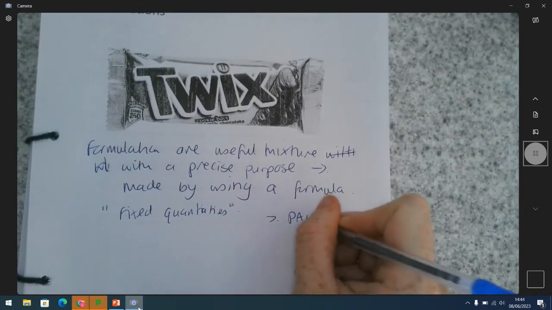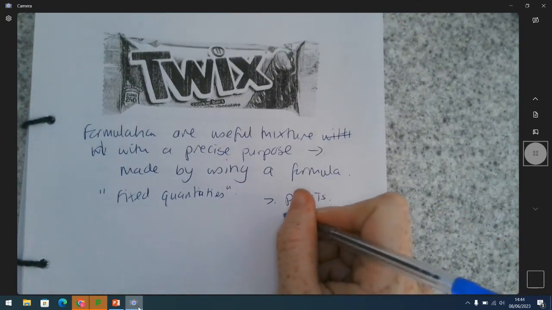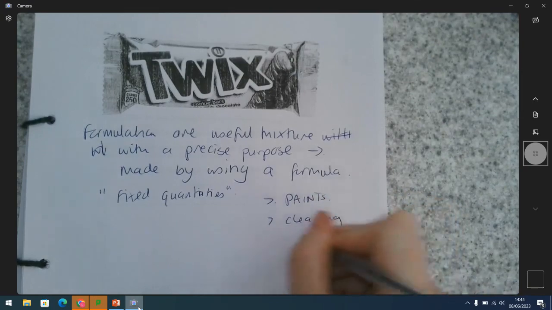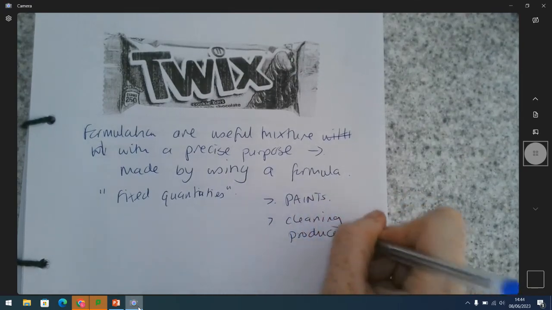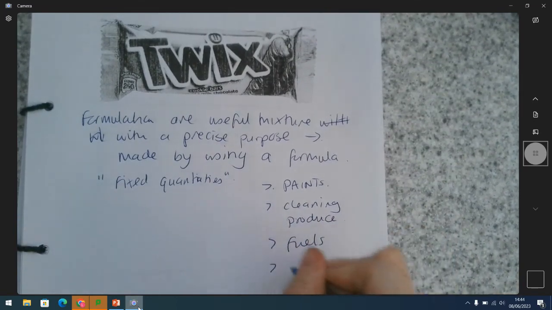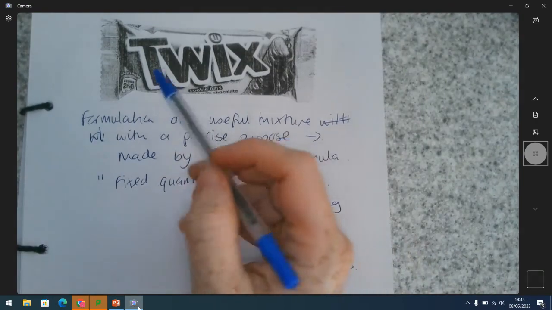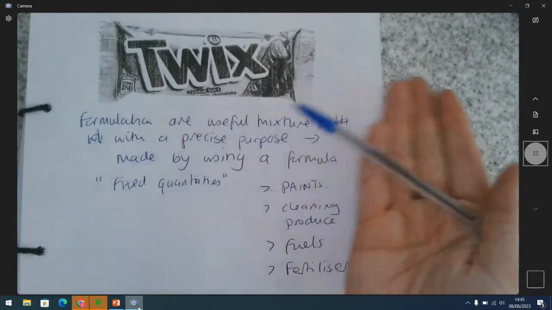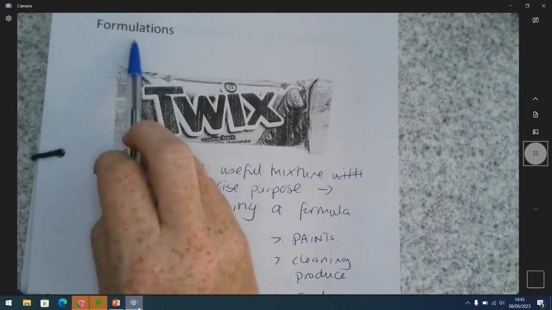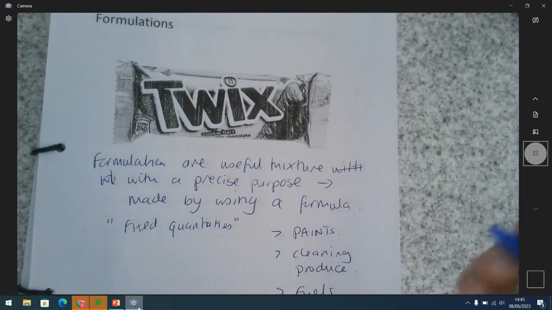So paints, for example, are good examples of formulations. You've got cleaning products, like bleach, for example, fuels, and you've also got fertilizers. So you're often asked what would be the chemical name given to this substance. When it's that type of question, be thinking, is it a formulation? Does it have fixed quantities in it? Is it a mixture with a specific purpose?